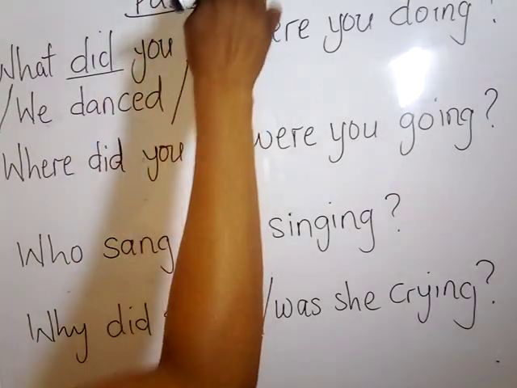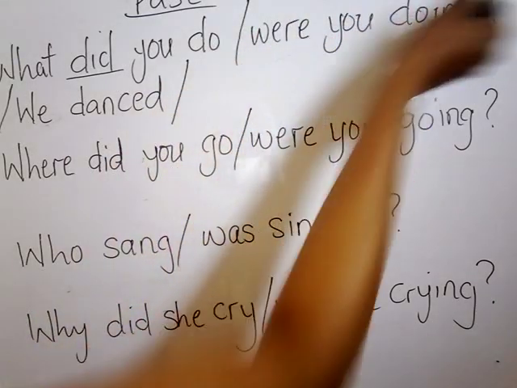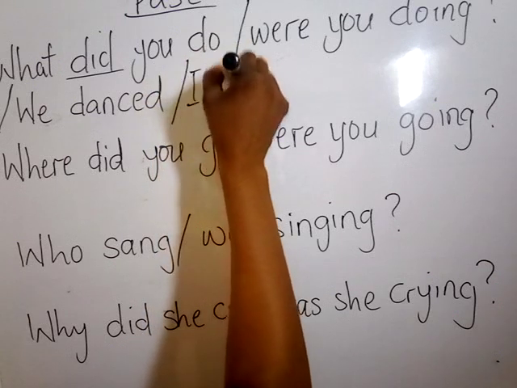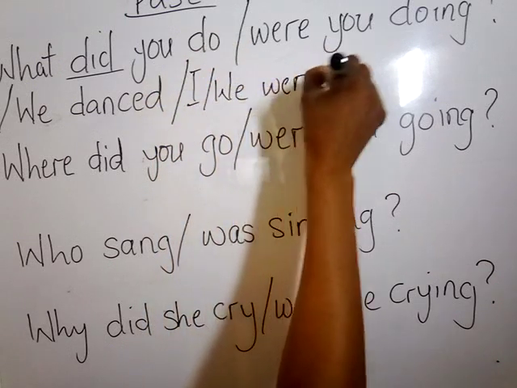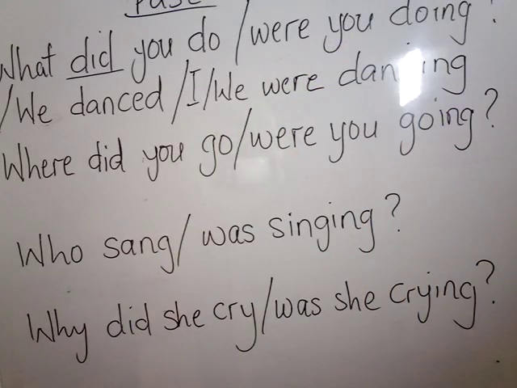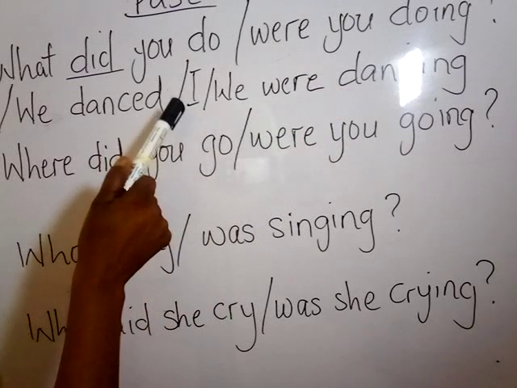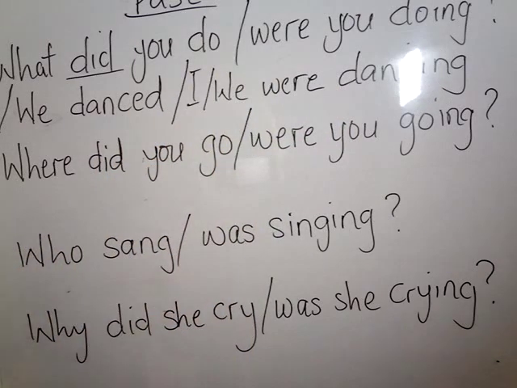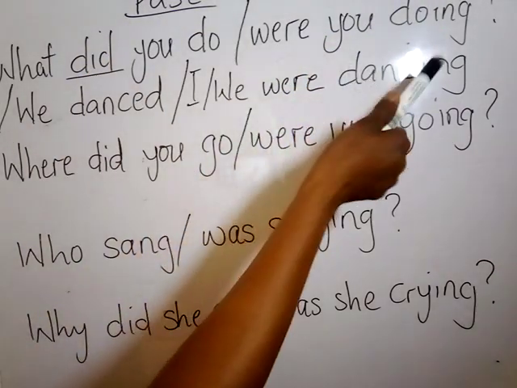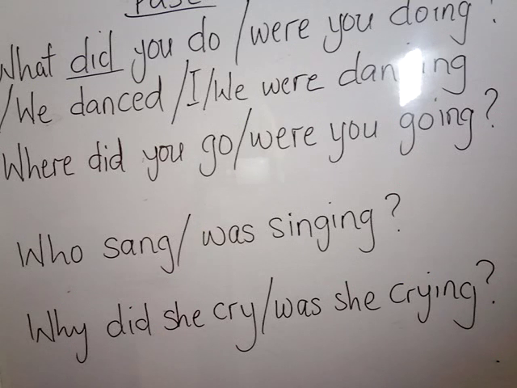Now I will put this again. To answer what were you doing, you will say I or we were dancing. Okay, so you have two ways of answering this. What did you do? I or we danced, because you can be singular, it can be plural. What were you doing? I or we were dancing. So since the question is in past continuous, your answer will also be in continuous verb form. Okay?